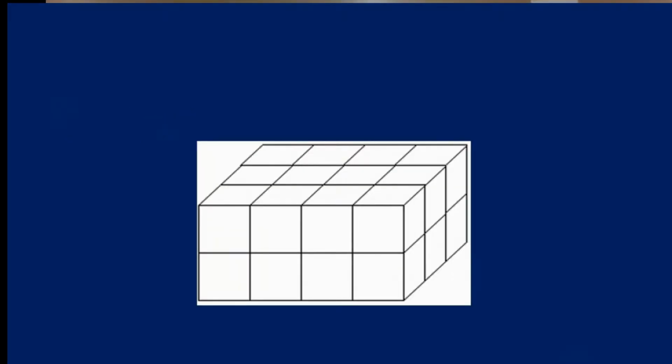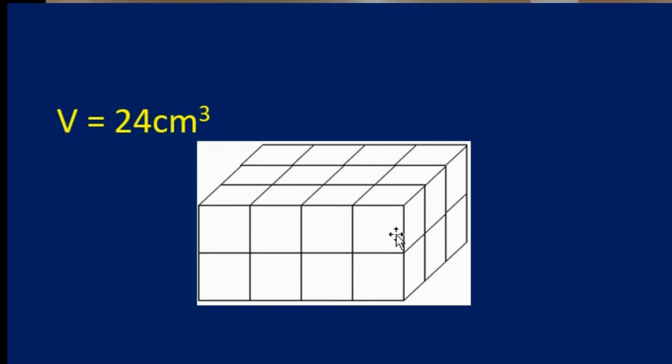Okay. This box right here, try this for yourself. How many cubic centimeters is that? And you should have got 24. How do I do that? Length, that 3, times width, 4. 3 times 4 is 12, times height, 2.